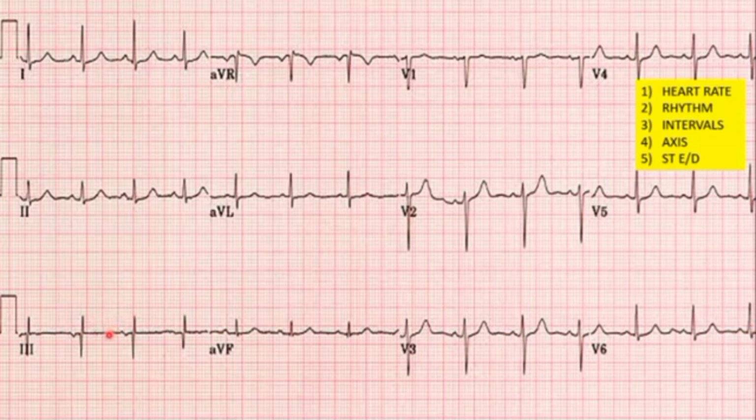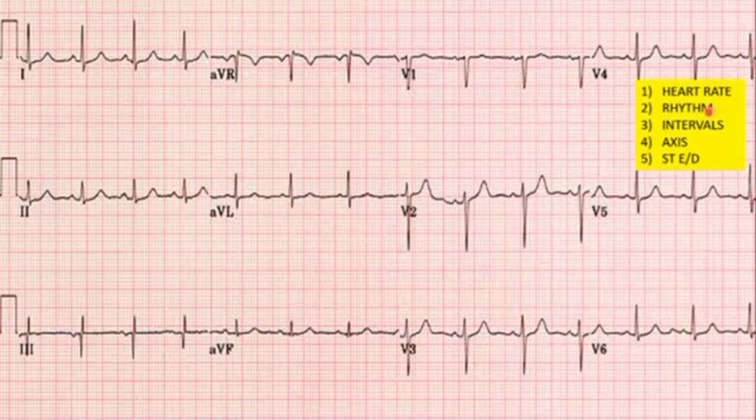So the heart rate should be approximately around 90 beats per minute. Next, the rhythm. If you see here, the heart rate is normal. There is a P wave, after that QRS. And if you see the RR intervals, this is 3.5 big boxes, 3.5 big boxes, 3.5 big boxes. So the RR interval is regular. So this patient has normal sinus rhythm.